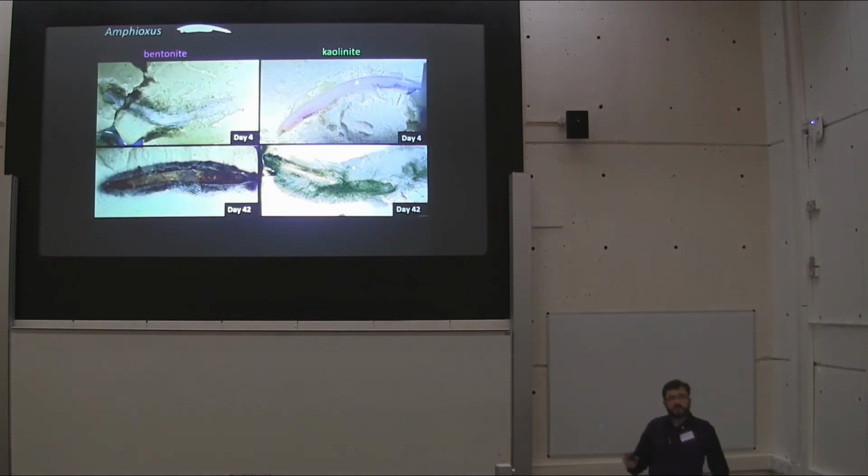We also have some preliminary results for Amphioxus. These experiments have only just finished and we haven't had time to crunch all of the numbers. But you can see, hopefully, that at day 4, we have this beautiful Amphioxus preserved in kaolinite with almost no loss of information. And again, in bentonite, we have this sort of snotty sludge. But by day 42 of these experiments, the kaolinite has actually caught up with the bentonite. It's hard to tell what this animal is in either of these cases.